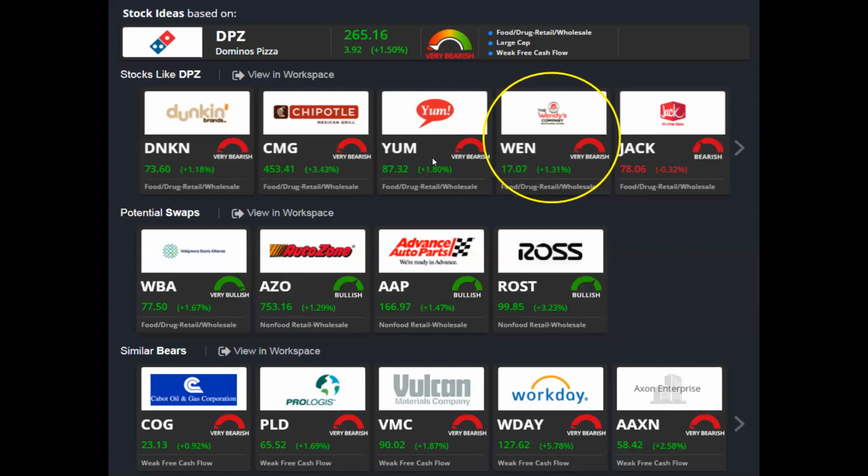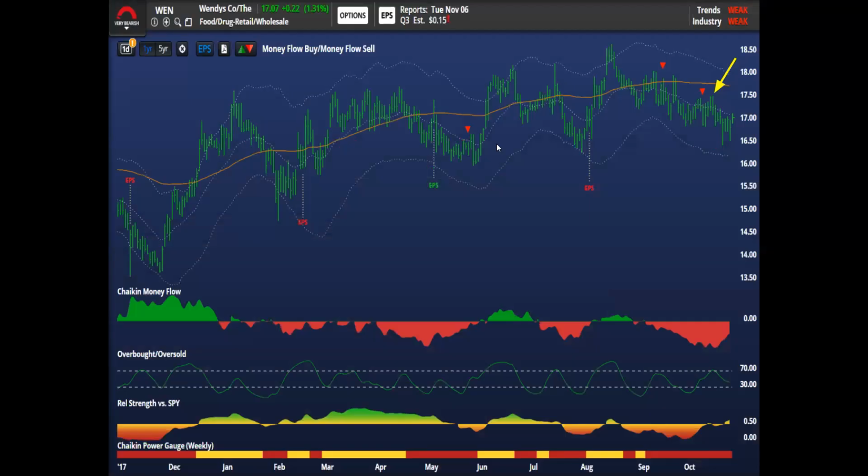But let's focus on Wendy's, because I actually made that a bearish stock idea recently, and I think this is one that's still in play because the process made sense. We had a very bearish stock underperforming the market, become overbought with intensely bearish money flow. So at around 17.50, we identified it as a bearish idea for Chaikin Analytics members, and we're going to see how it plays out. This is a recent idea. It's one that's still in play. But again, there's the process.